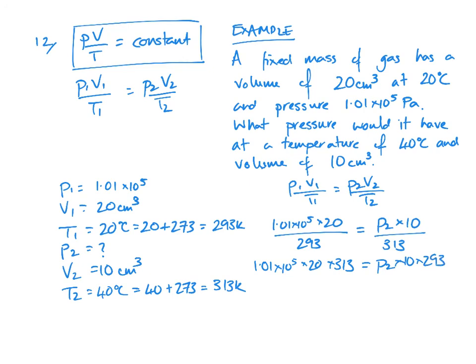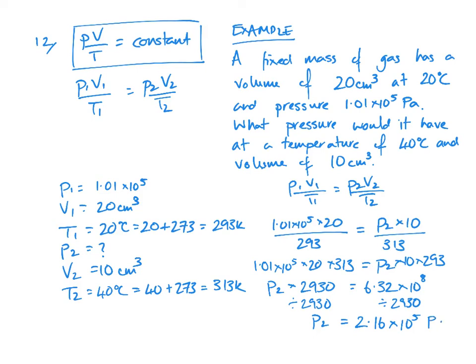I'm going to do 2 steps at the one here, and I'm going to just simplify all the arithmetic that I can, but then I'm also going to swap sides. So I'm going to do the P2 times 10 times 293, and then calculating the other side there. And that will give us 6.32 times 10 to the 8. Then divide both sides by 2930. And that gives us our final answer for P2, which is 2.16 times 10 to the 5 pascals.